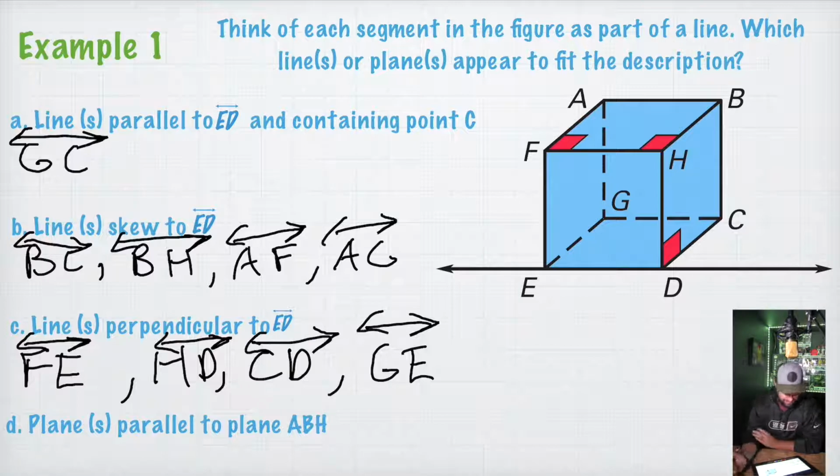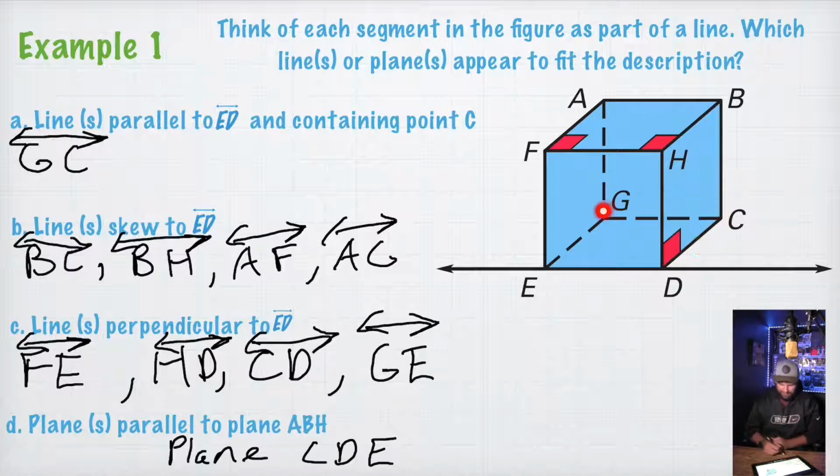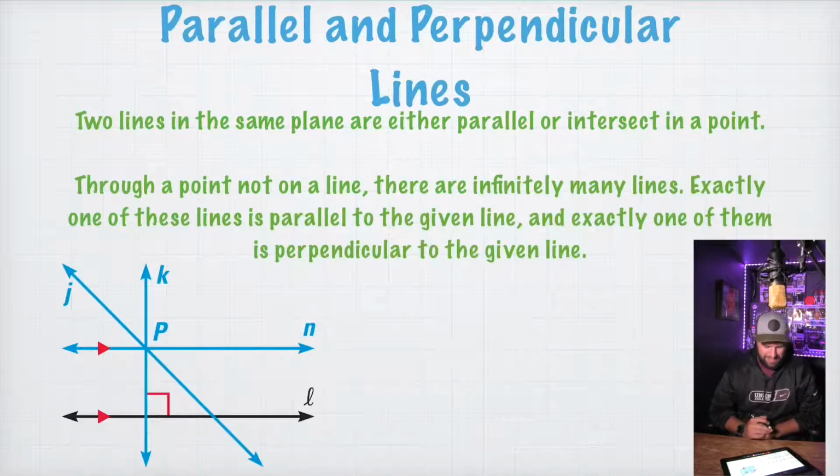Okay, and lastly, planes parallel to the plane ABH. So plane ABH is this top plane, this section right here. To be parallel to that, it has to be running the same direction and right below it. So that would give us plane, let's call it CDE to keep our alphabetical order going, which is this bottom plane down here, okay? They're all blue, so I can't really say the blue plane. That wouldn't make much sense.